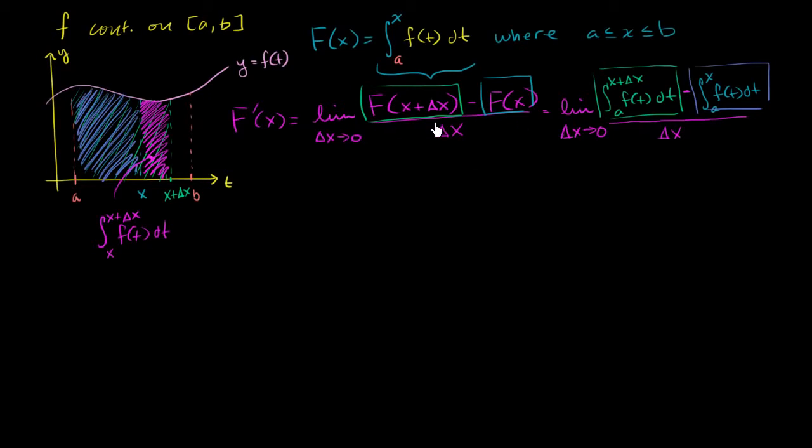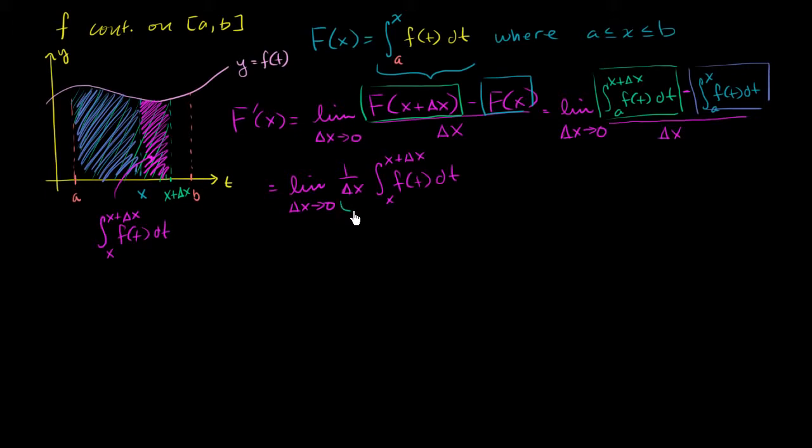So we can rewrite this entire expression, the derivative of capital F of x, this is capital F prime of x, we can rewrite it now as being equal to the limit as delta x approaches 0. This I can write as 1 over delta x times the numerator, and we already figured out the numerator, the green area minus the blue area is just the purple area, and another way of denoting that area is this expression right over here. So 1 over delta x times the definite integral from x to x plus delta x of f of t dt.